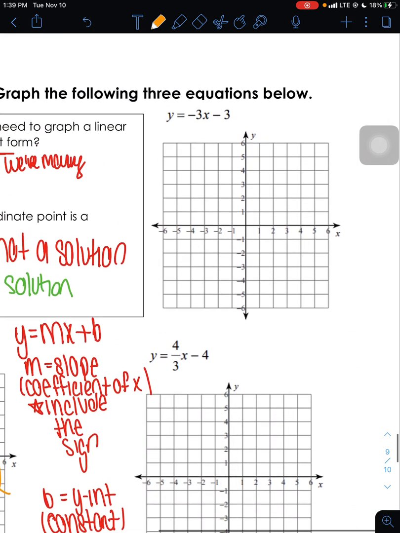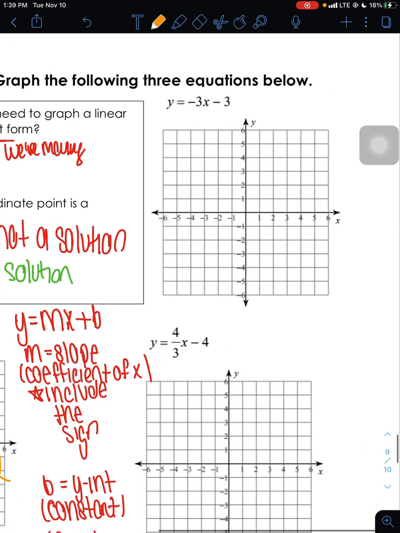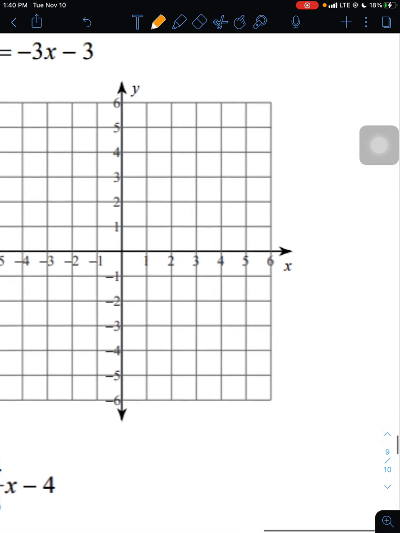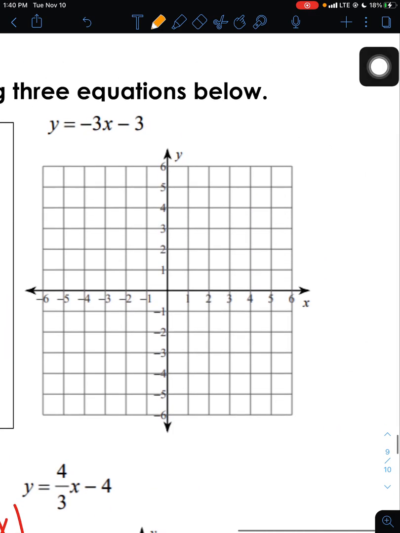So we have 2 more examples. Let's take a look. Y equals negative 3x minus 3. I'm going to go ahead and just write out the form again so we can identify the two different parts that we need. Y is equal, that's not what I meant to write. I meant to write mx plus b.